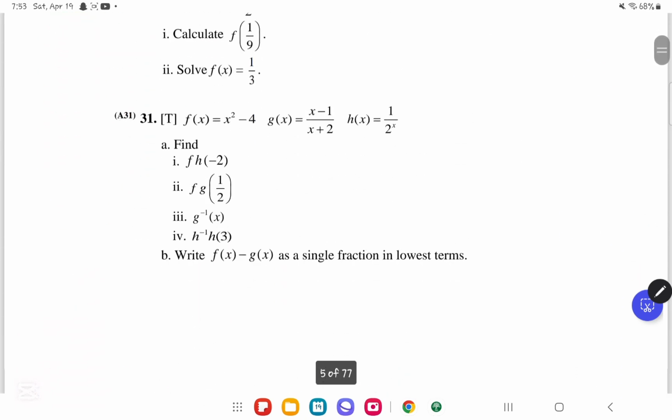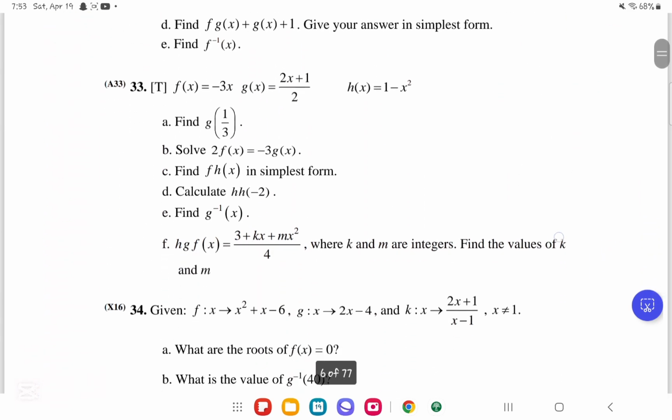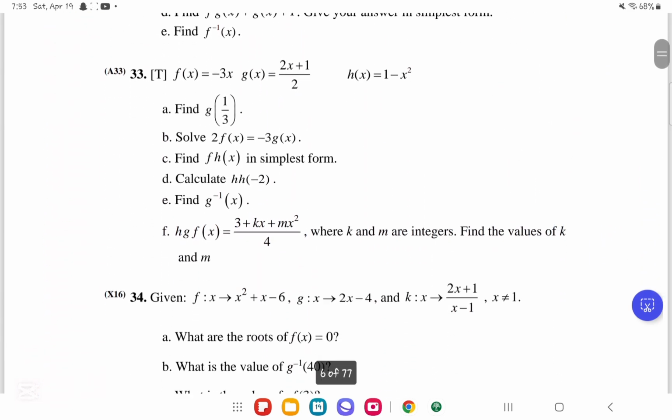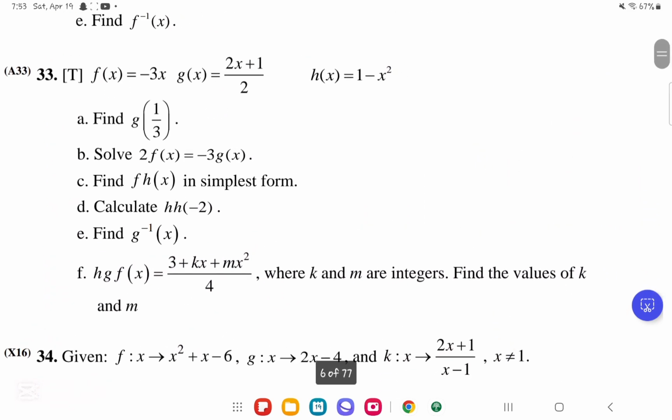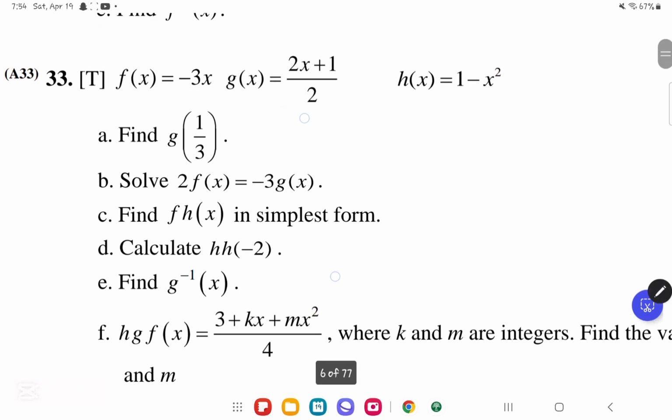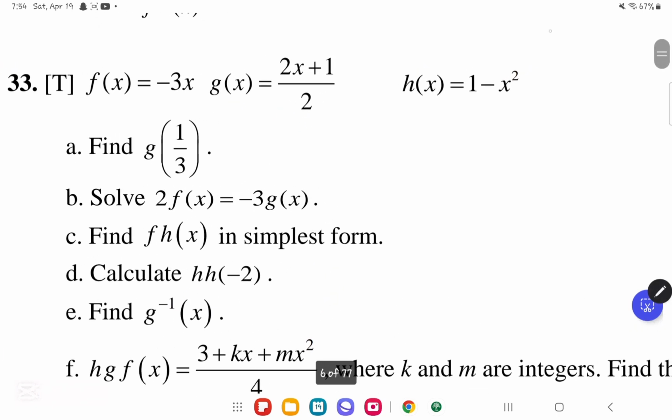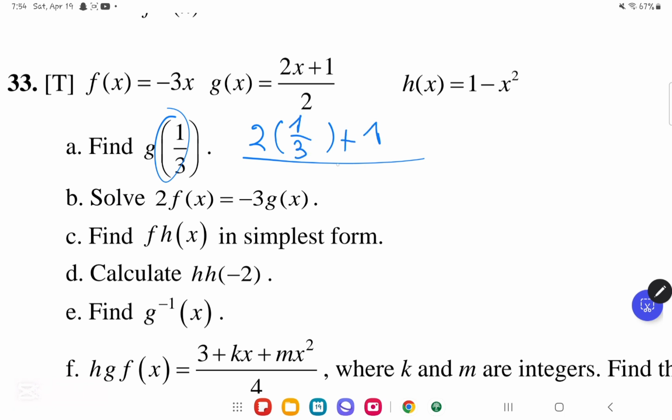I believe 29, 30, 31, and 32 you may be able to do by yourself, but I will be more than happy to do 33. So they said, find g of 1 over 3. What does g of 1 over 3 mean? This means for every x you find in g of x, you're going to substitute it by 1 over 3. So 2 brackets, inside the bracket put 1 over 3 plus 1 over 2.